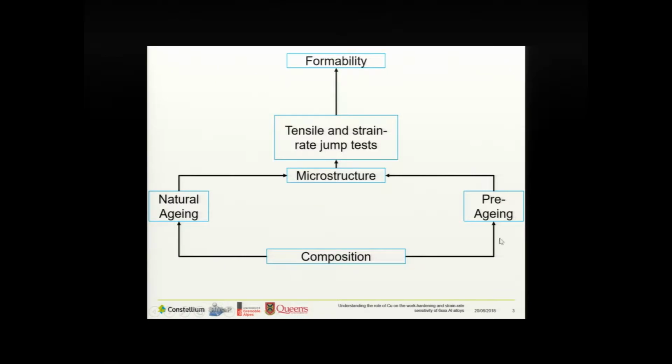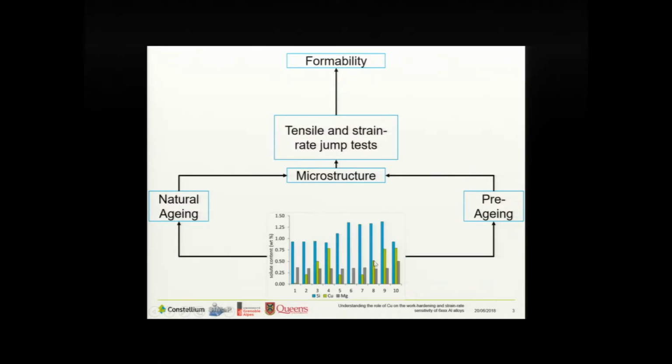So between composition and the microstructure, we can either undergo direct natural aging or we can do pre-aging of the materials. We can adjust the compositions of the materials by adding varying levels of silicon, copper, and magnesium, which are going to be the main solute elements in these alloys.